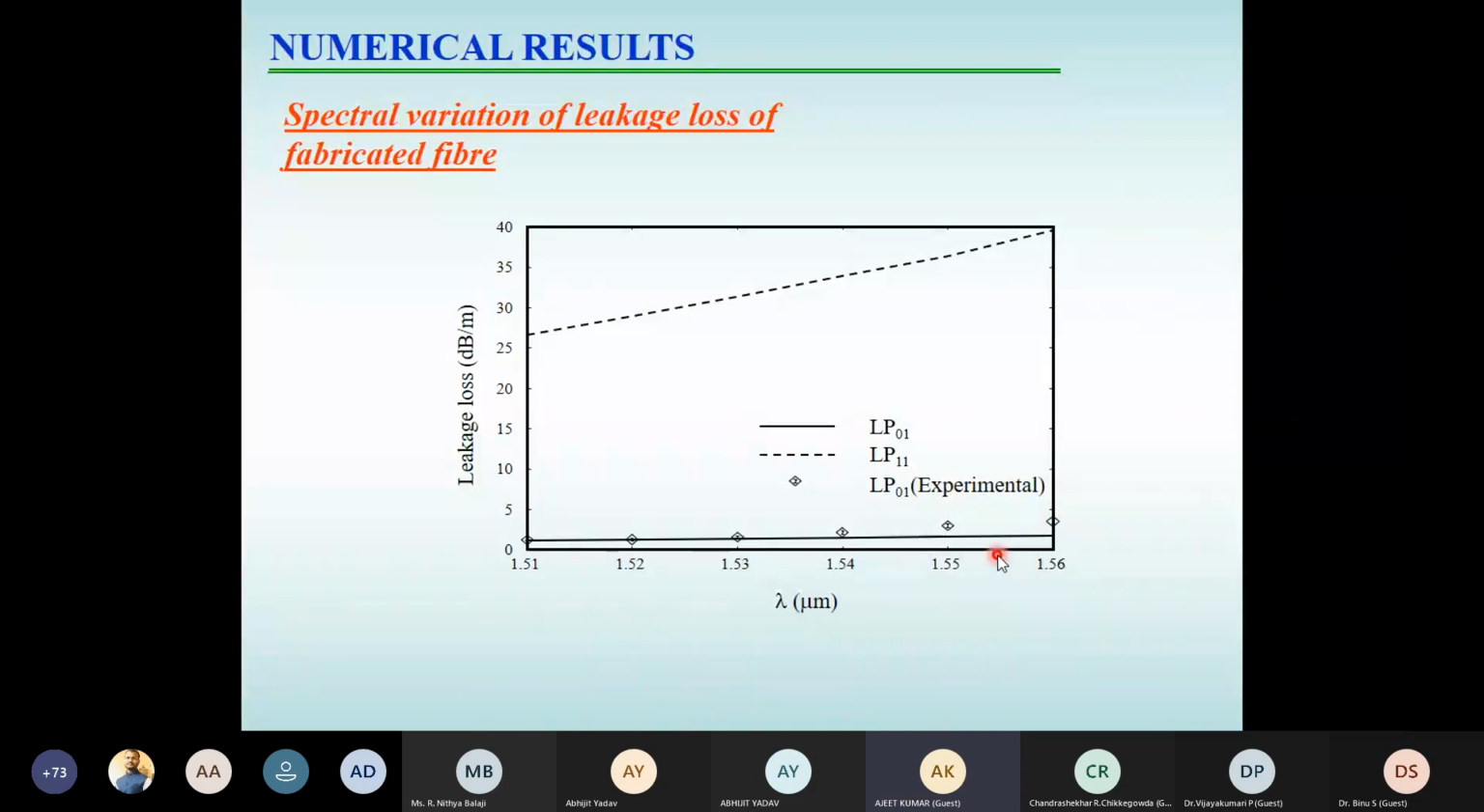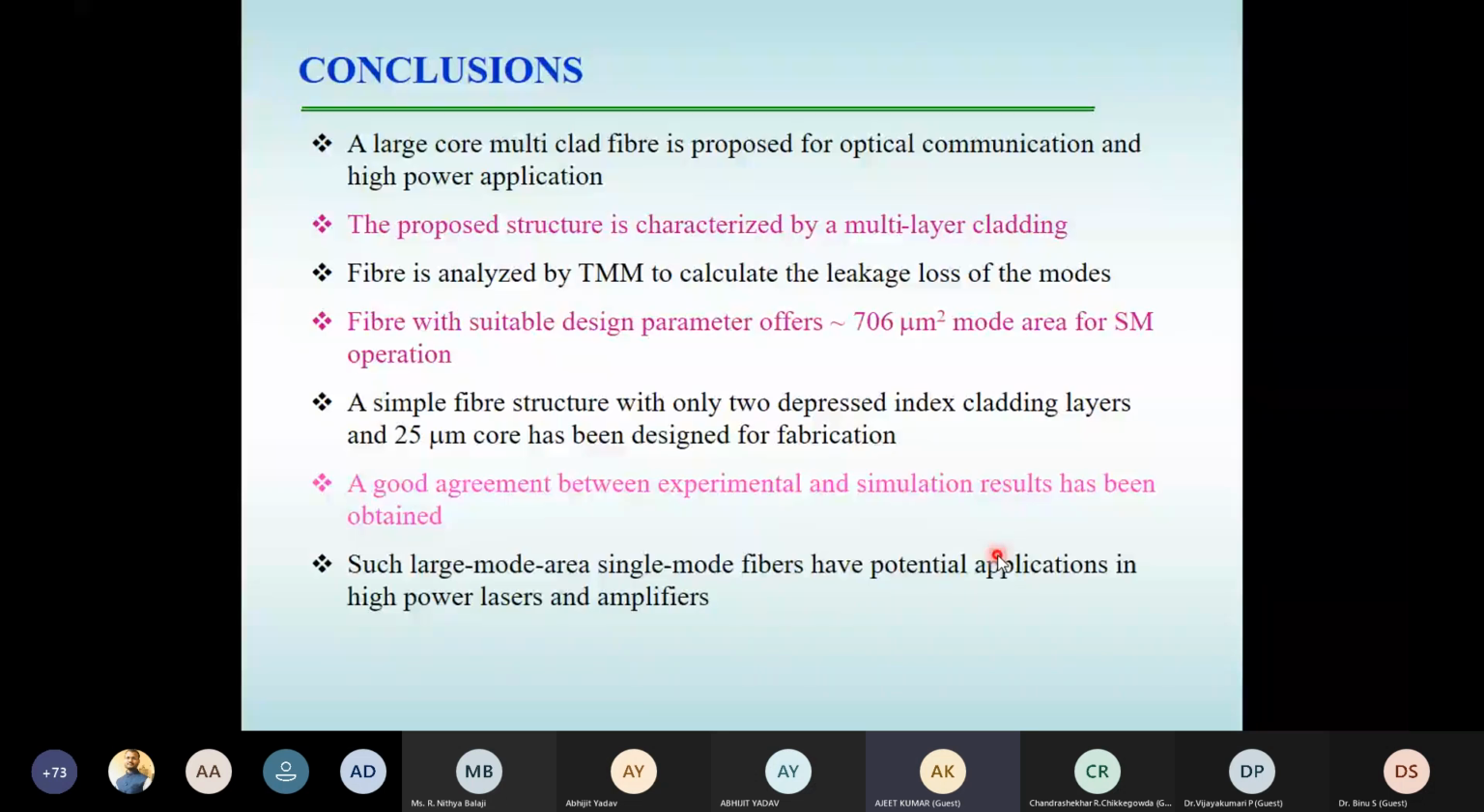So this has given the idea that whatever we have proposed is not just in theory, it is there in the experiment. So this is the conclusion: we came up with one design which has given single mode operation with a core diameter of the order of 25 micron and a mode area close to 700 square micrometers. And the working of this design has been verified with the experimental results.